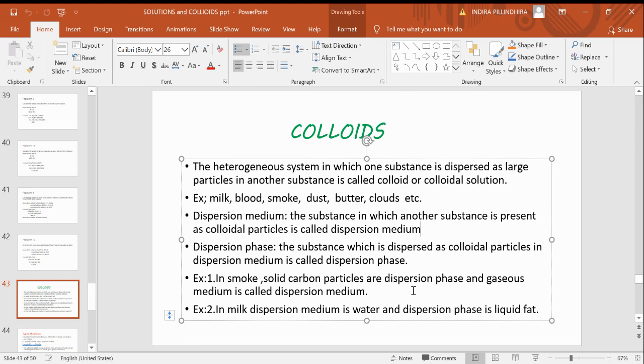Colloids are also a type of solution. While defining a solution, we defined it as a homogeneous mixture of solute and solvent, whereas the colloid is a heterogeneous system, so in place of solute and solvent we are using the words DP and DM. Okay, now this is about the colloid. Now we'll move to the next slide.